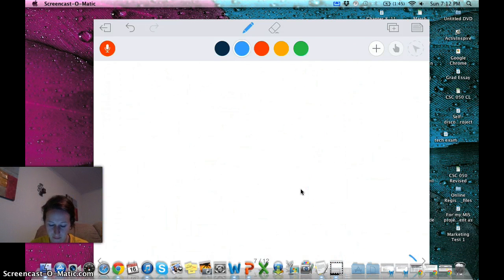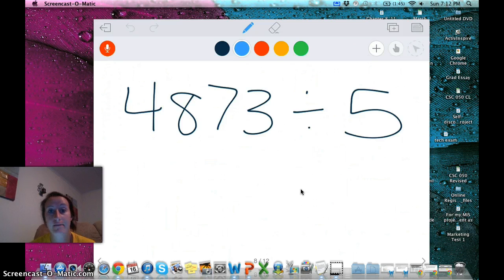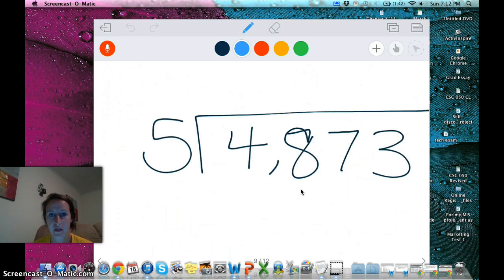Now, if you come over here, we have our next division problem, 4,873 divided by 5. So I want you to hit the pause button and write this using our division symbol like this. So go ahead and hit the pause button. Okay, so it should look like this. So go ahead and hit the pause button one more time and solve this problem.